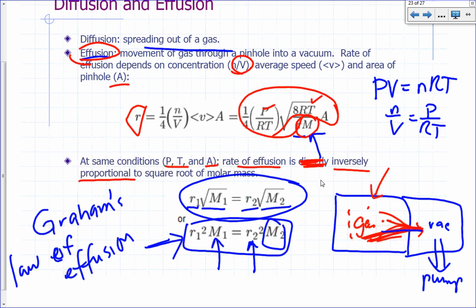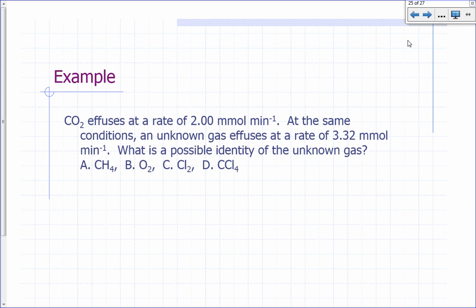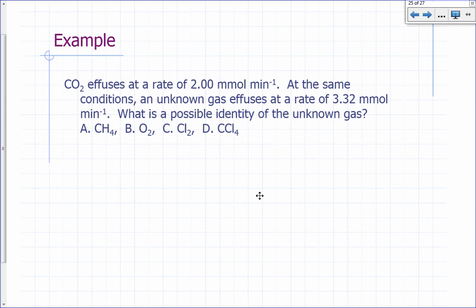Okay. The rate of diffusion of a gas is inversely proportional to the square root of its molar mass. Alright, so let's look at this problem right here. Carbon dioxide diffuses at a rate of 2 millimoles per minute. At the same conditions, an unknown gas diffuses at a rate of 3.32 millimoles per minute. What's the possible identity of the unknown gas?